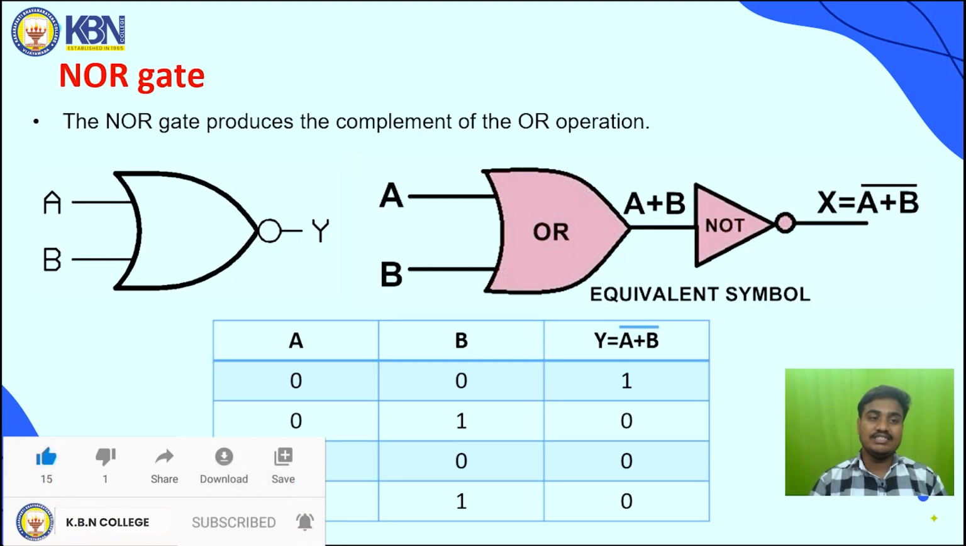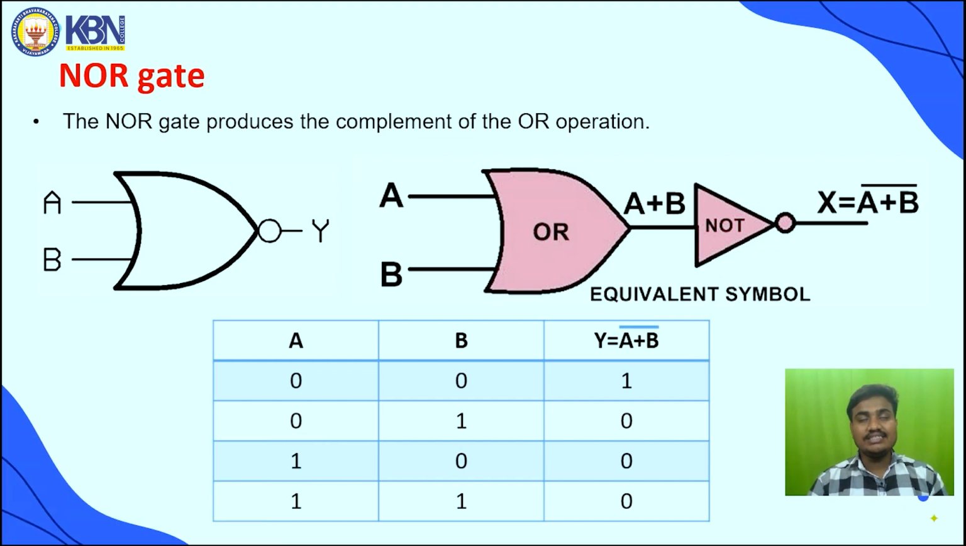The next one is about the NOR gate. The NOR gate is just the complement of the output of the OR gate. The output of the OR gate is connected to a NOT gate, then the output of that NOT gate is called the NOR gate. These are the two symbols that are represented. Here you can see when A and B are two inputs connected to an OR gate, the output is A plus B. If this A plus B is passed into a NOT gate, then the output is A plus B bar, which is called the NOR gate.